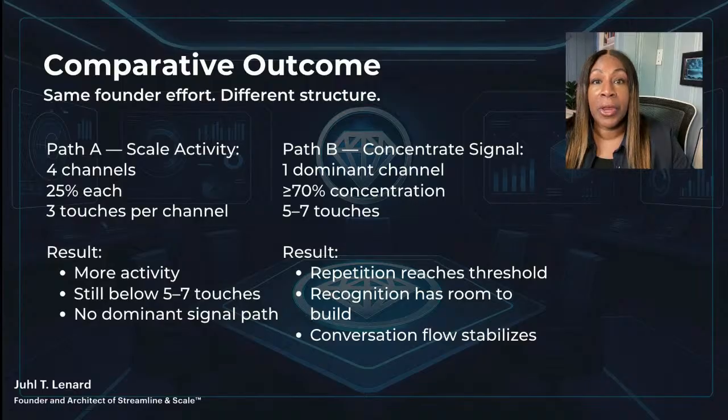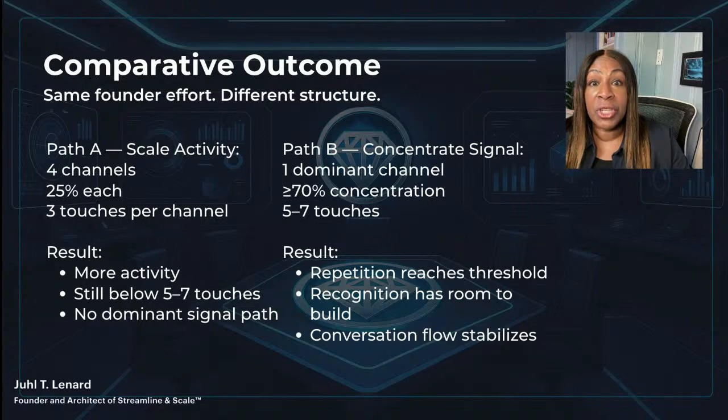So let's look at the comparative outcomes. Same founder effort, different structure. So on path A, 4 channels, 25% each. We scaled, we're still at 3 touches per channel. We have more activity, but we're still below our 5 to 7 touches that we need, and we have no dominant signal path. Path B, we concentrated the signal. We shifted the focus from those other 3 channels, consolidated it into one for 70% concentration.